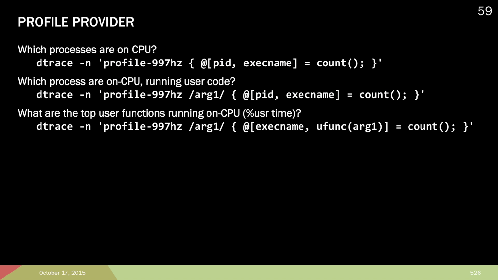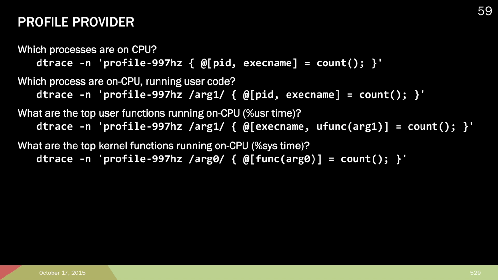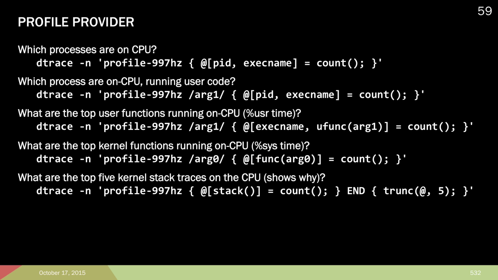What are the top user functions running on CPU? We're going to use arg1 again, but this time we'll get the user function name from the probe context by using ufunc. What are the top kernel functions running on CPU? Profile's arg0 variable lets us know the kernel is on CPU. func gives us the kernel function from probe context.